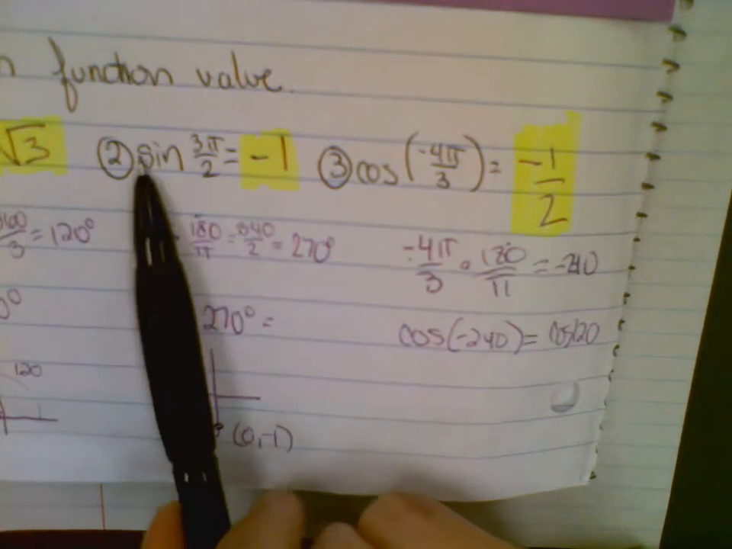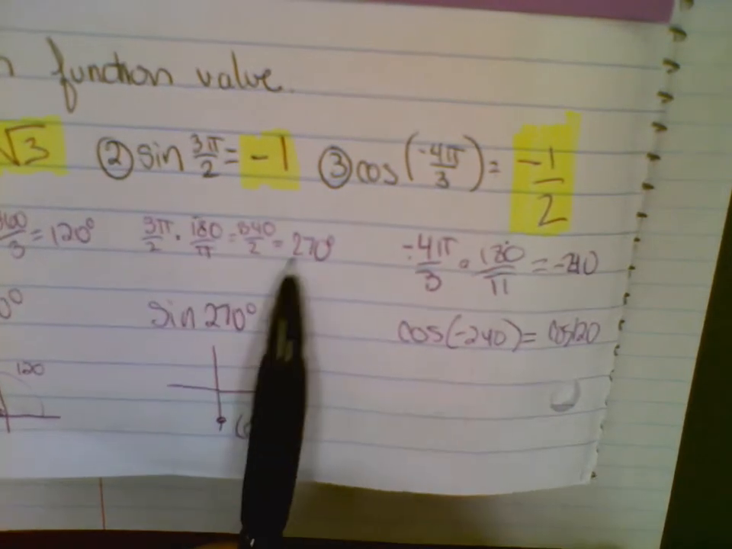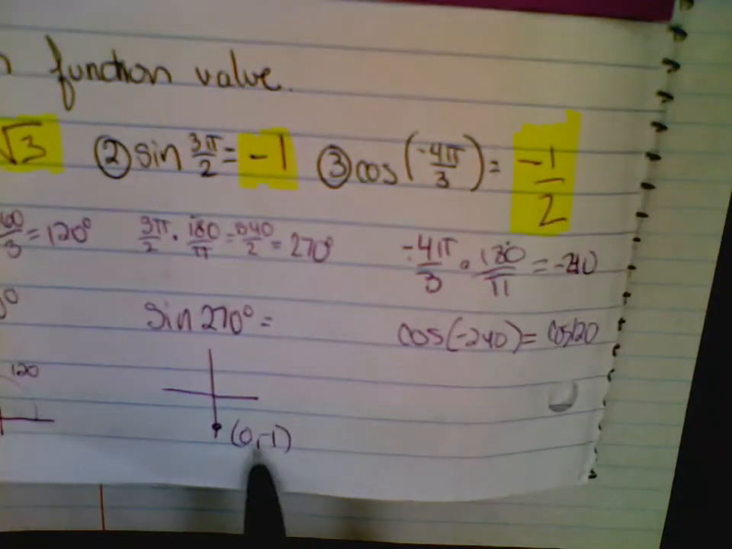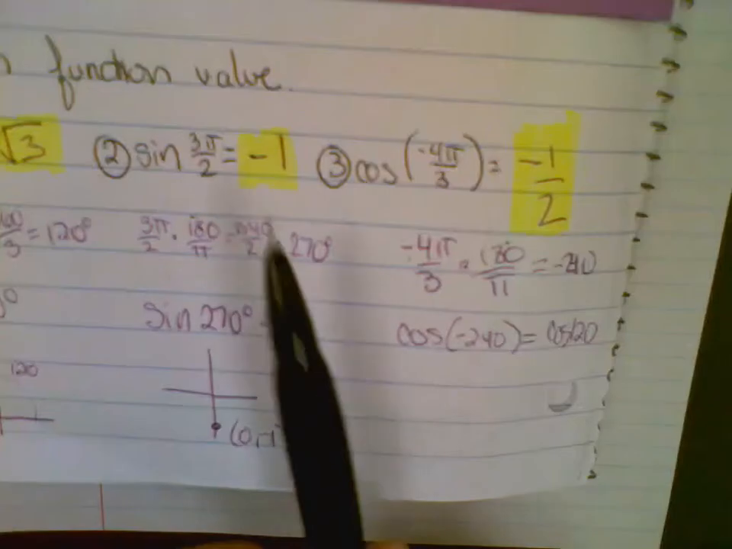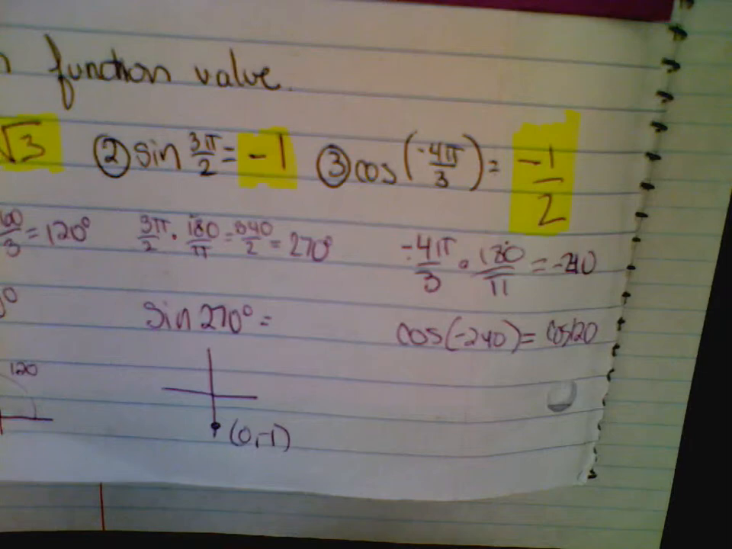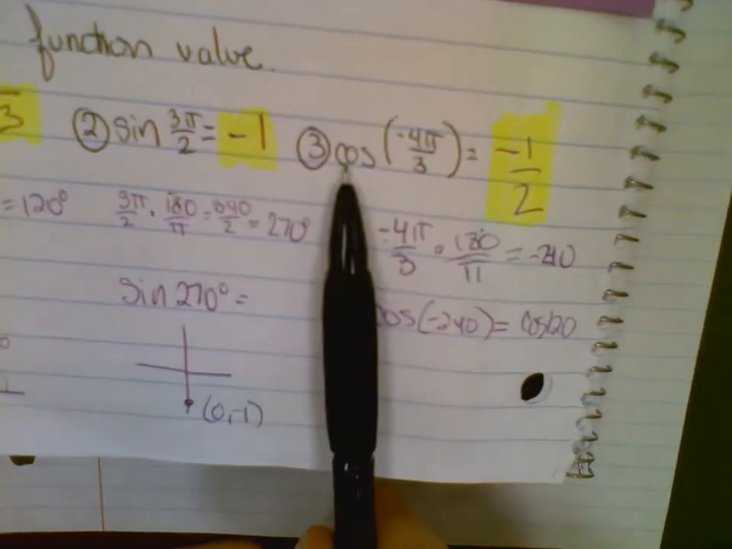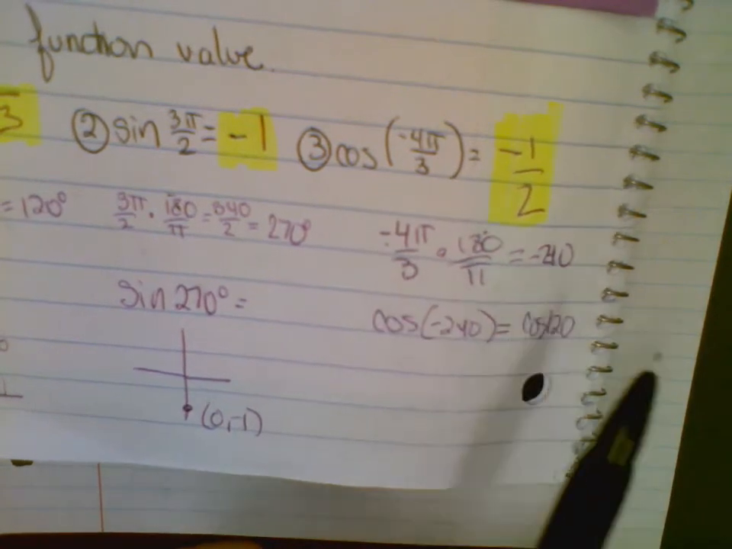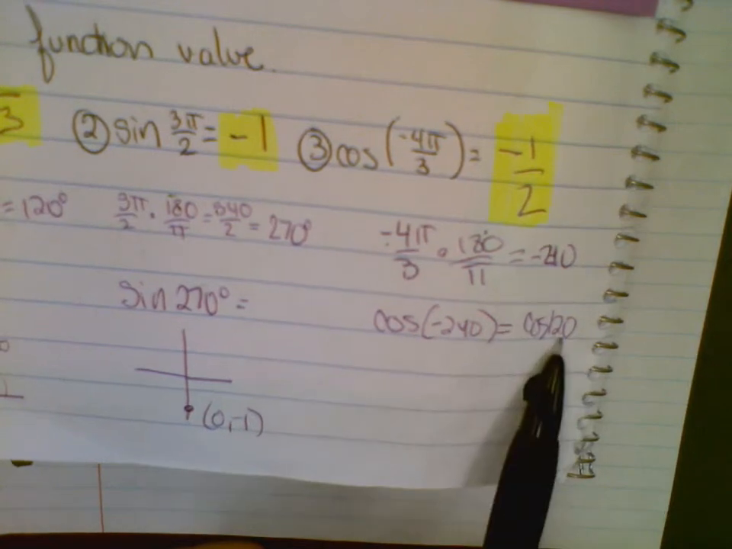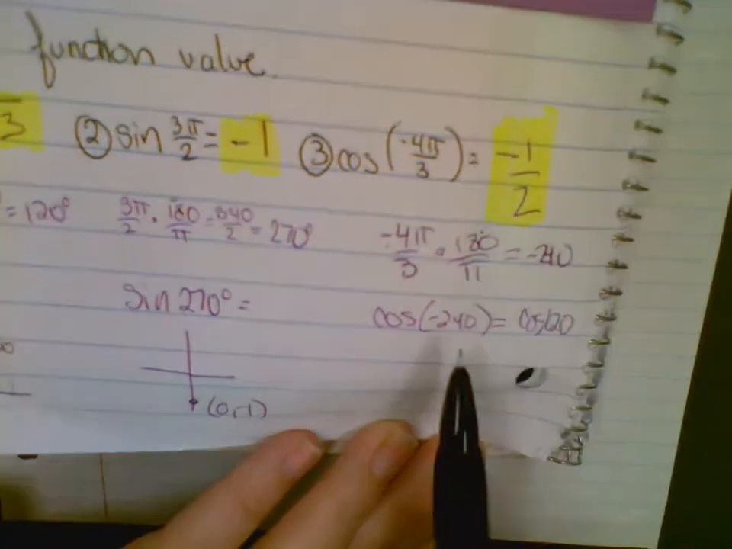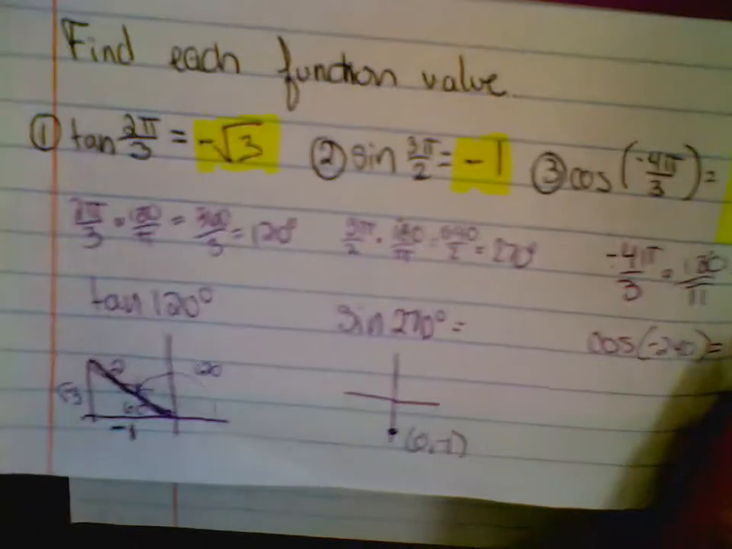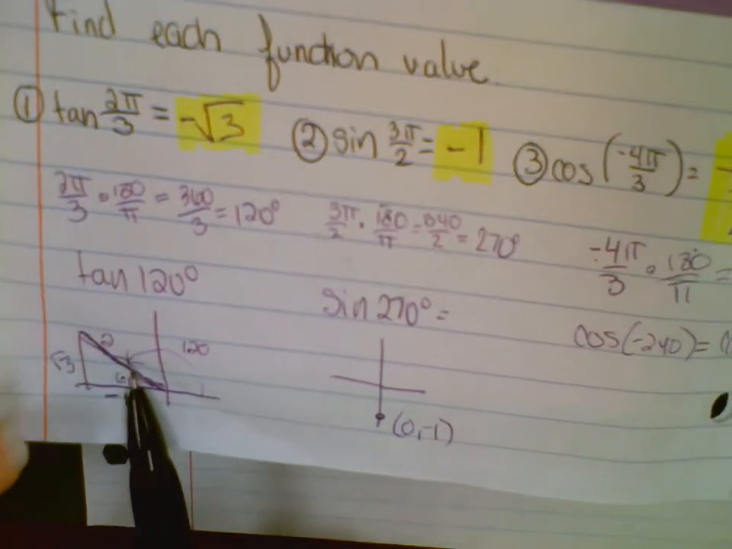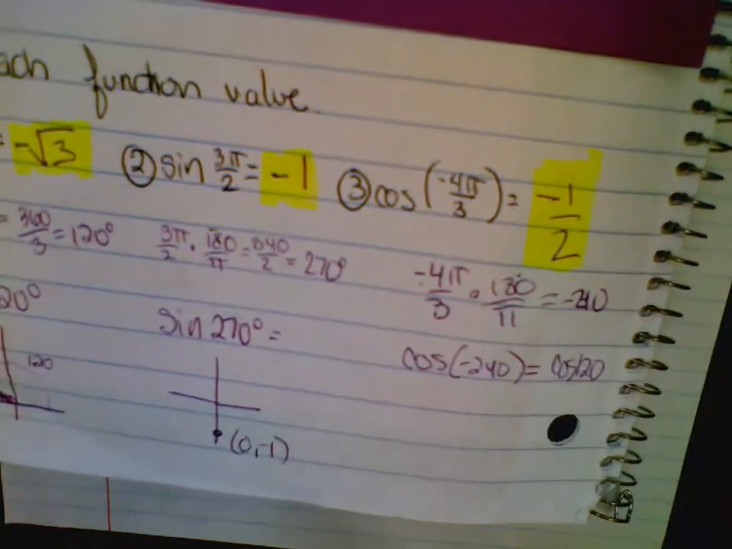So the sine of 3 pi over 2, 3 pi over 2 ends up being 270. So the sine of 270. And remember, that's one of our quadrantal angles, so we can just use the ordered pair. Sine is the y coordinate. So that's where we got our -1 from. Okay, so with our cosine of -4 pi over 3, 4 pi over 3 ends up being 240. So the cosine of -240 would be the same as the cosine of 120. 120 is the picture we drew for our first example. So what would be the cosine of this triangle that we drew for the first? And that's how we got the -1/2.